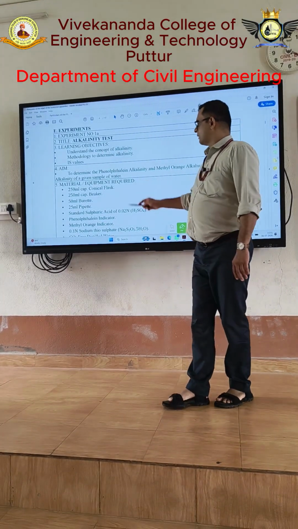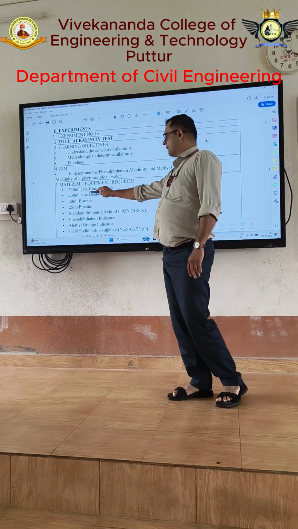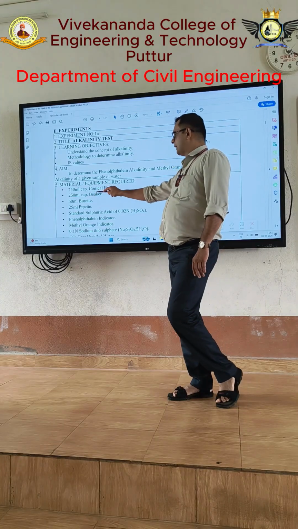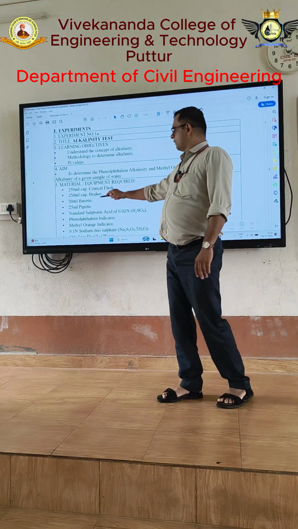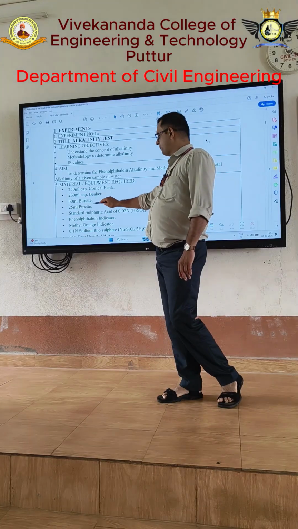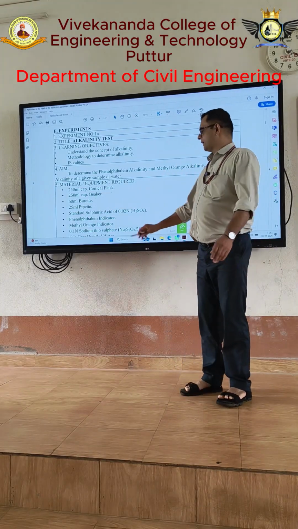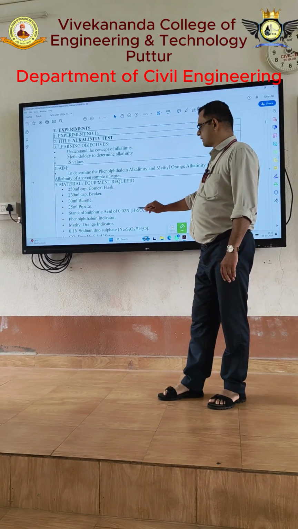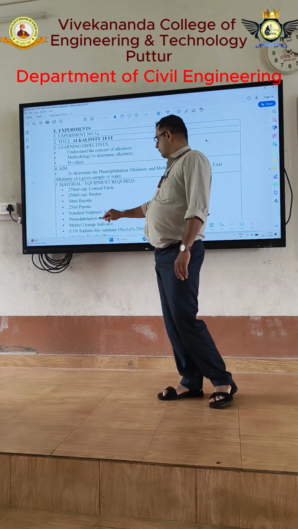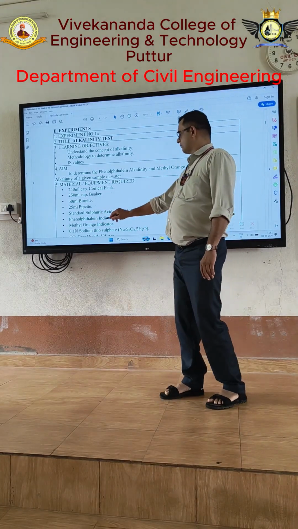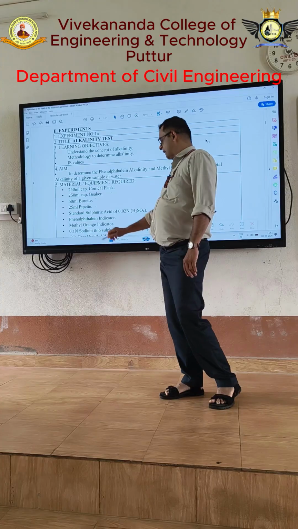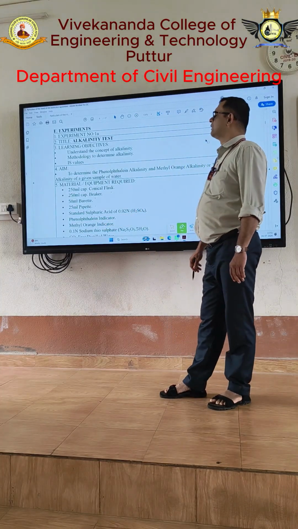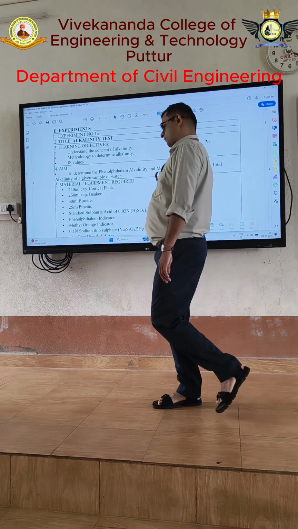the sample. The requirements: 25 ml conical flask, 250 ml conical flask, 250 ml beaker, 50 ml burette, then pipette, then the chemicals required: standard sulfuric acid, that is 0.02 normal H2SO4, then phenolphthalein indicator, then methyl orange indicator, then 0.1 normal sodium thiosulfate, then distilled water we require.